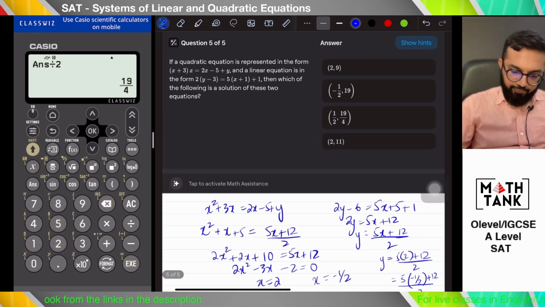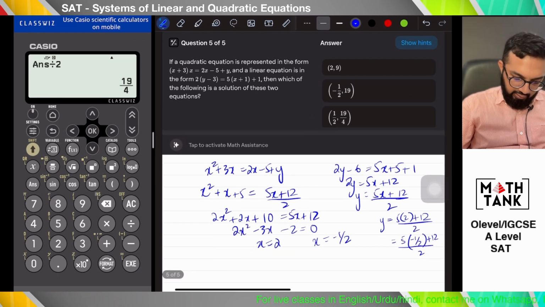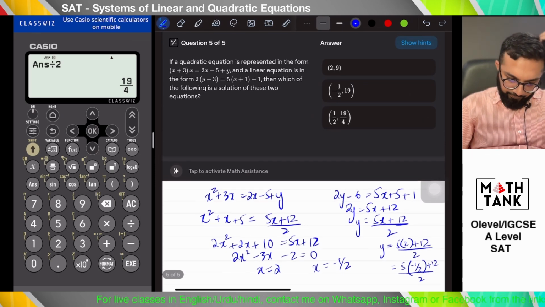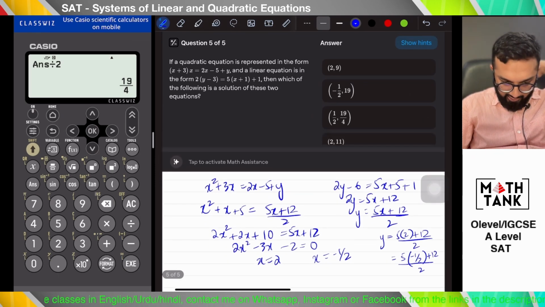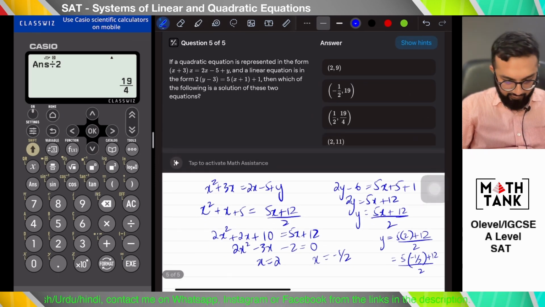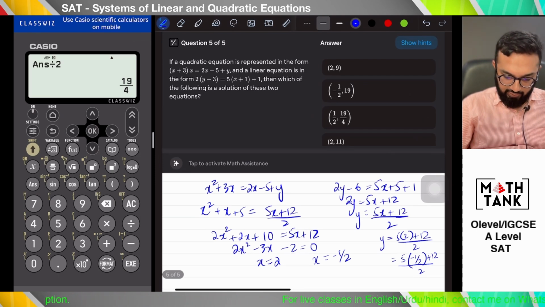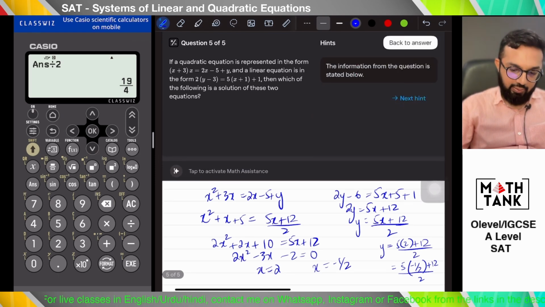Nineteen over 4. I'm not sure if I have the signs correct here. I will have to verify if I've done everything correct. x squared plus 3x equals 2x minus 5 plus y. And then 2y minus x equals 5x plus 12. I'm not sure if I've done something wrong.